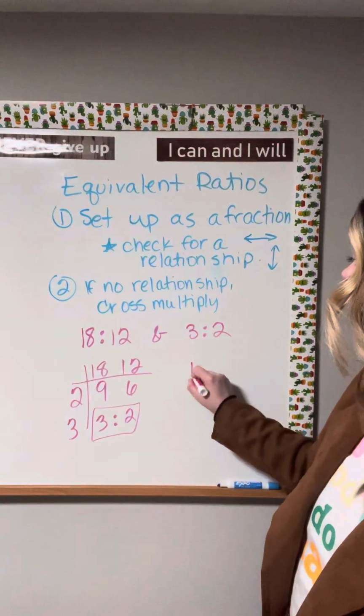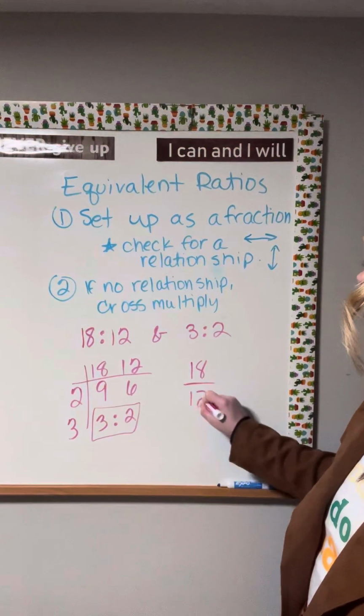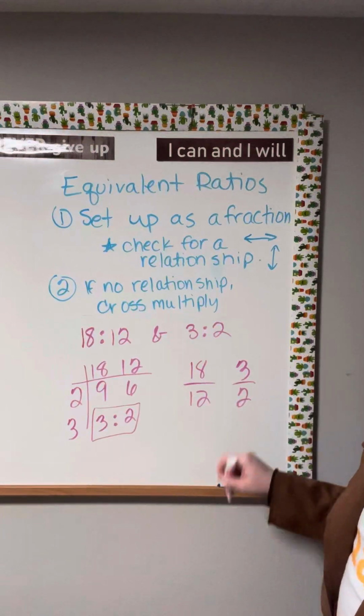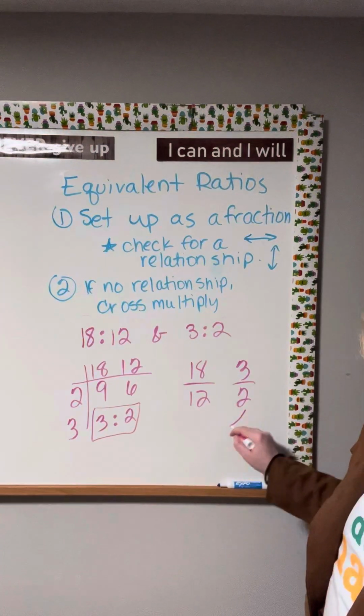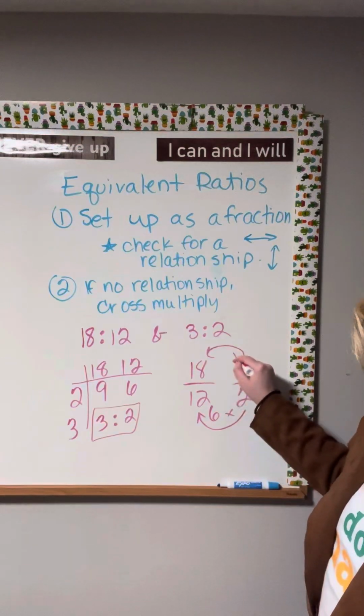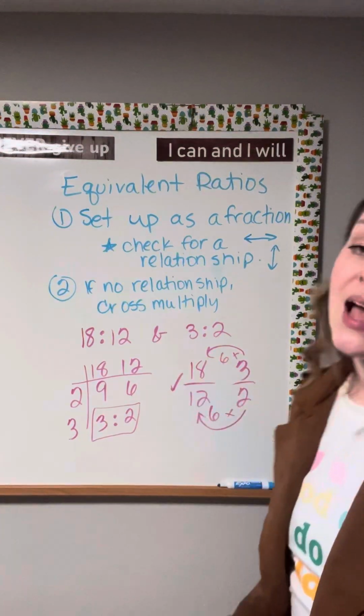And if you wanted to see it as the situation I told you already, I can go from 2 to 12 by multiplying by 6. So what I do to the bottom, I do to the top. Does 3 times 6 equal 18? Yes, they are equivalent.